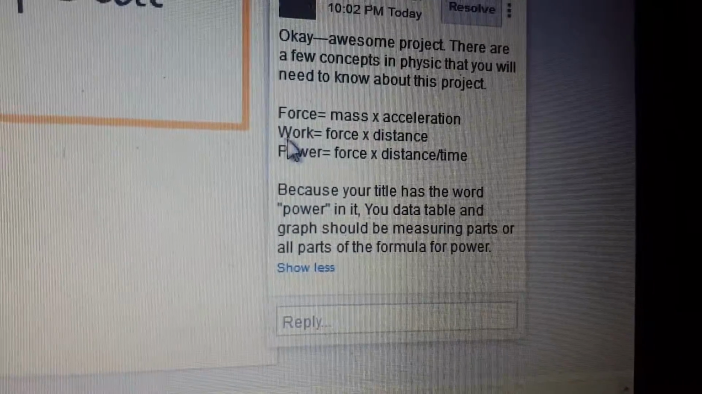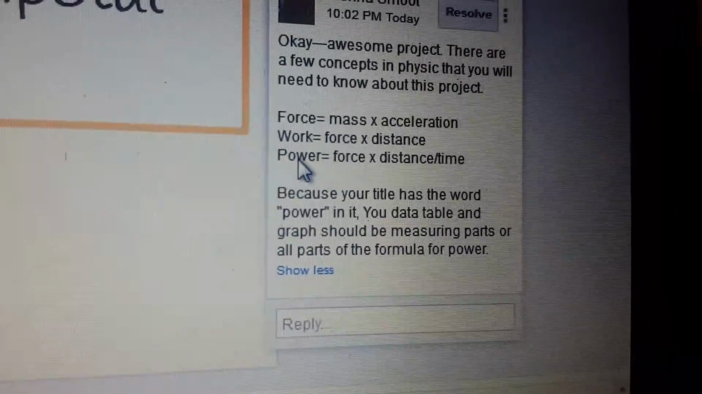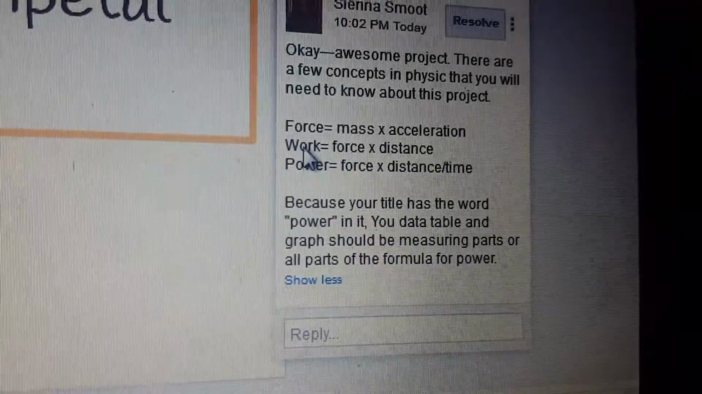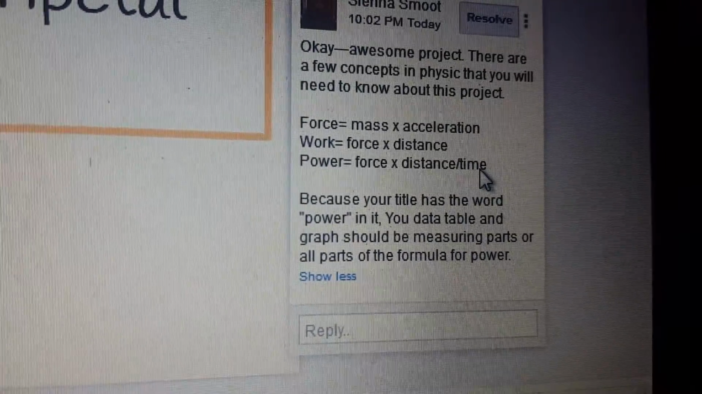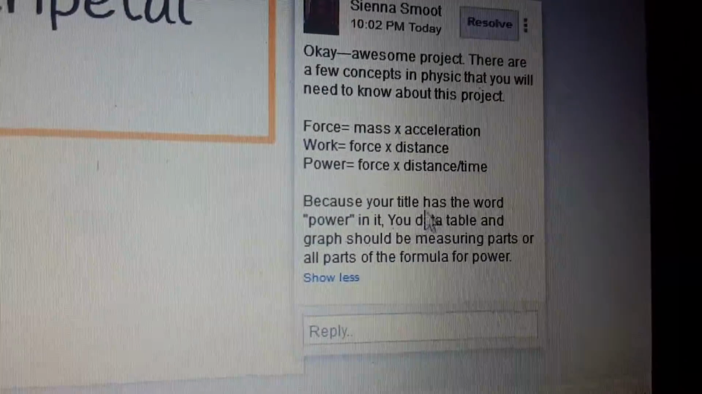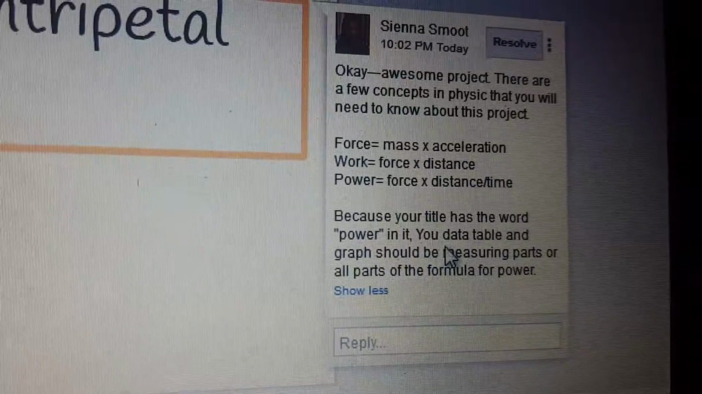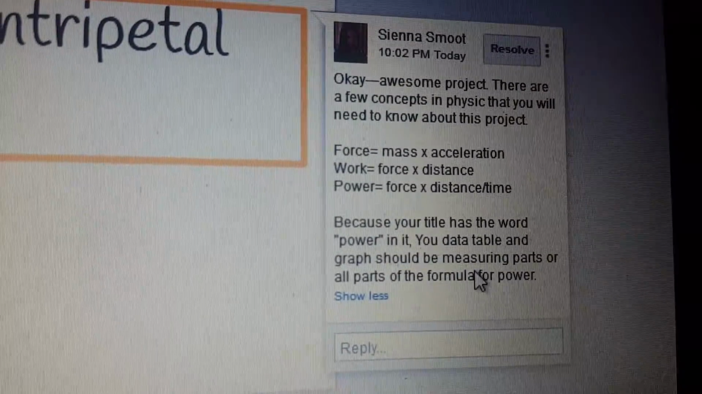And you use the word work in here. You also use the word power. So power is force times distance, which is work. Power is work over time. So because your title has the word power in it, your data table and graph should be measuring parts or all parts of the formula for power.